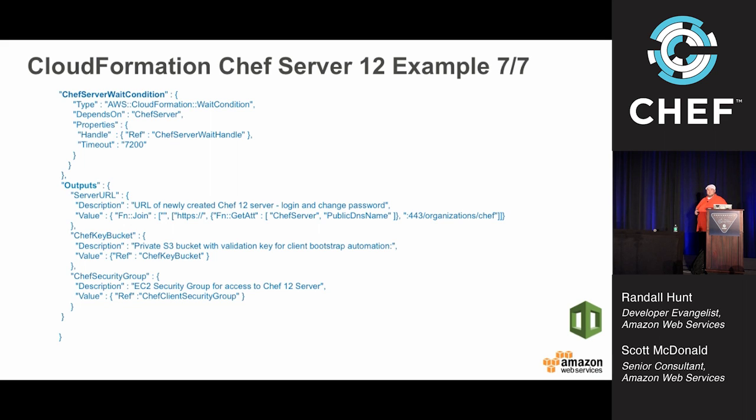And then finally, for the Chef server example, we have the output section, and this is where it will output the URL of the new Chef server that we built, the key bucket that was automatically created and will be unique for each one of these servers, and also the Chef security group that applies for that Chef server, which is also created unique by CloudFormation with that string appended to the end.